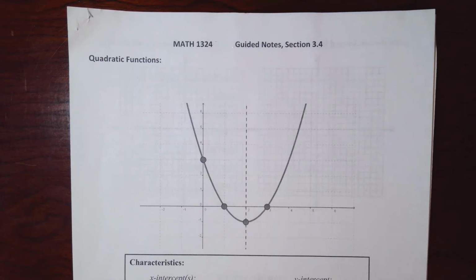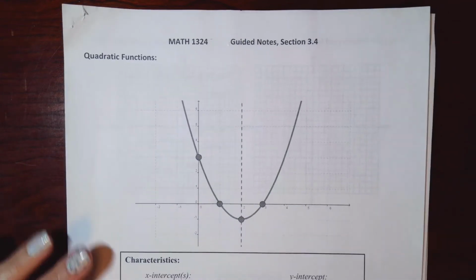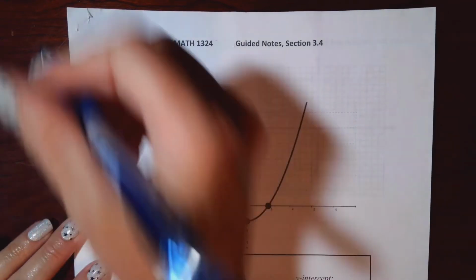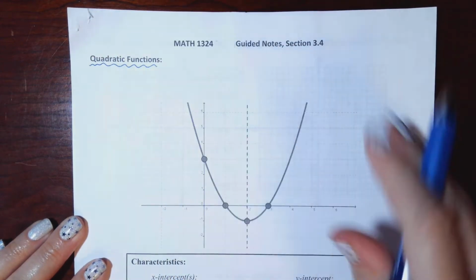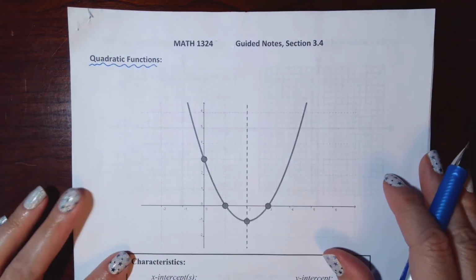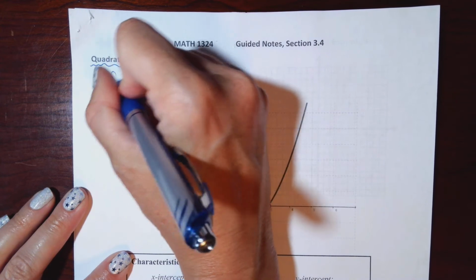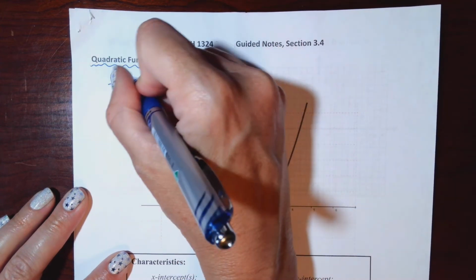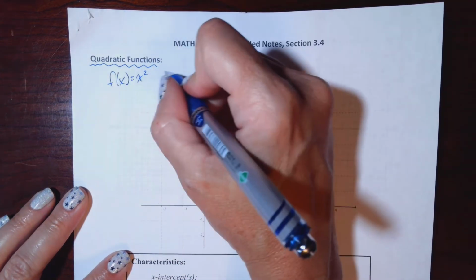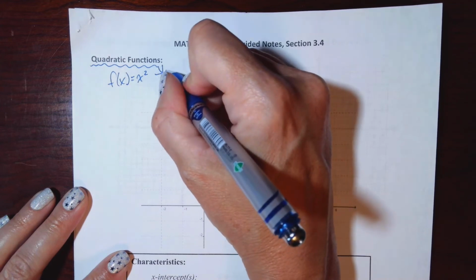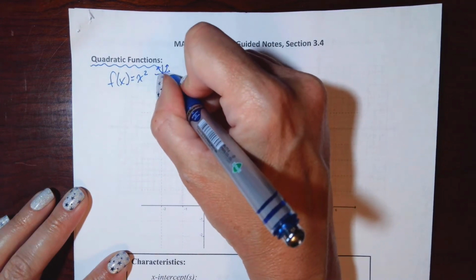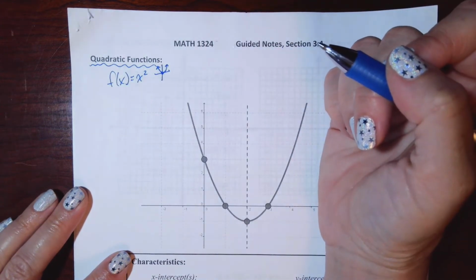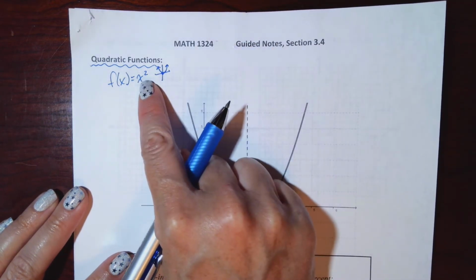Okay, moving right along in our journey through 1324. In section 3.4, we focus on our quadratic functions. Now, quadratic functions, this is one of our families of functions. The parent function, f of x equals x squared, is that parabola that sits at the origin and opens up just so. It's a second degree polynomial function.